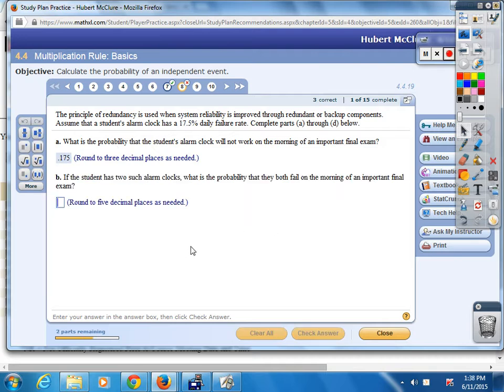B, if the student has 2 such alarm clocks, what is the probability that they both fail on the morning of an important final exam? Both. Dang old both is a word for what? 2. Well, you take 0.175 and raise it to the what? Yep. 0.175 raised to the second power. I better write that down for the people at home. You're allowed to miss this one, but not that one.